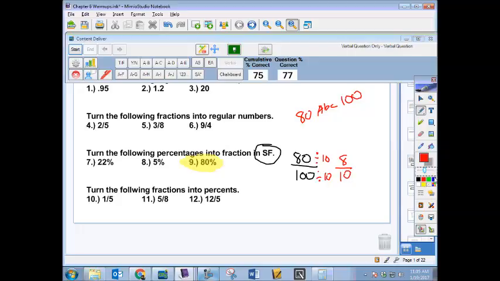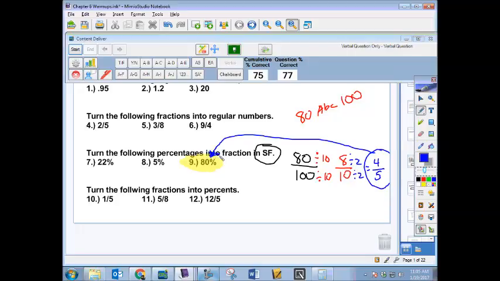Now, what should you notice about those two numbers right away, Tyler? They're both even numbers, so there we go. That's going to get us to the fraction 4/5. So therefore, 4/5 is the exact same thing as 80%. Okay, they're equal to one another.